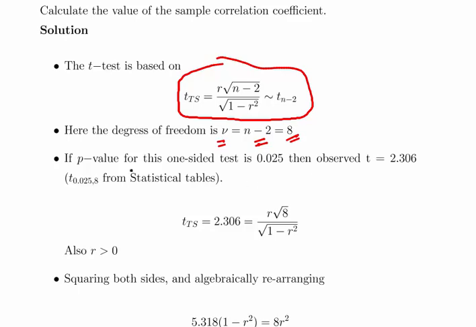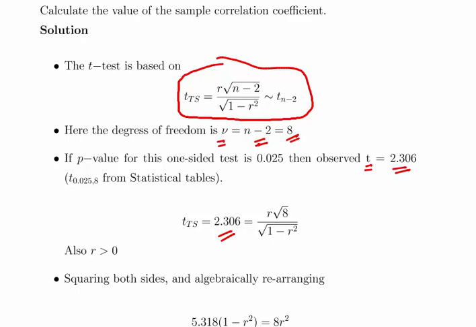So if the p-value for the one-sided test is 0.025, then the observed t-value will be 2.306, and that's a critical value determined from statistical tables, like small sample tests. So the test statistic will be 2.306. n minus 2 is 8, so we're dealing with 2.306 equals r times the square root of 8 divided by the square root of 1 minus r squared.